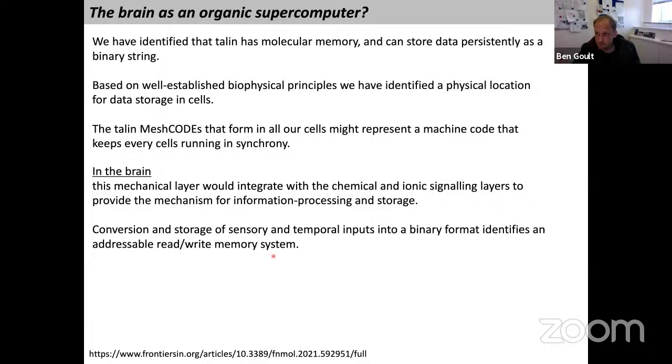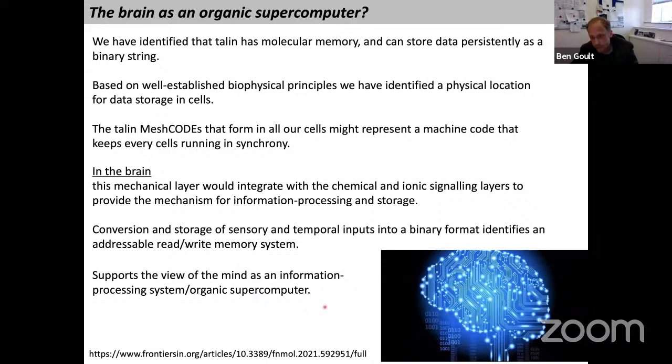I think you can take all the information from all our senses into a binary format, into a binary calculation. And I think that's important, that you can read and write this. And to finish, I think that this supports the view of the mind as an information processing system and an organic supercomputer. So if you want to know more, the paper came out a couple of months ago. If you search mesh code, you'll find it.